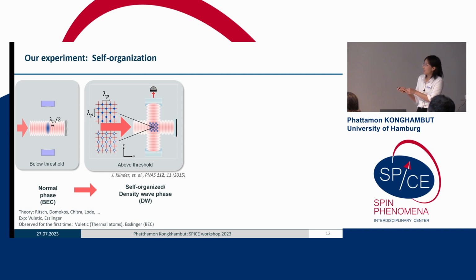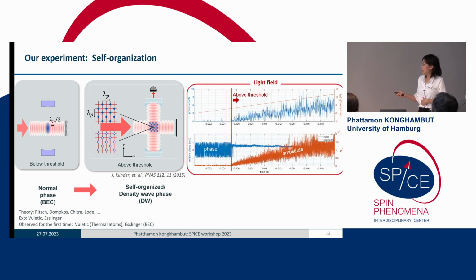And if the displacement of the atoms is exactly lambda, that means the light scattered from these atoms and the light scattered from this photon constructively interferes. So then this cavity field can form nicely. How does it look in the real measurement?